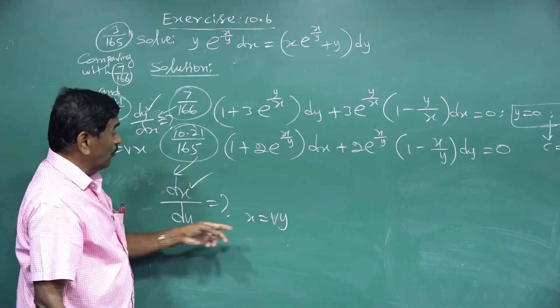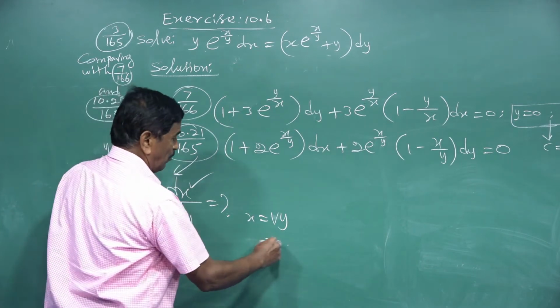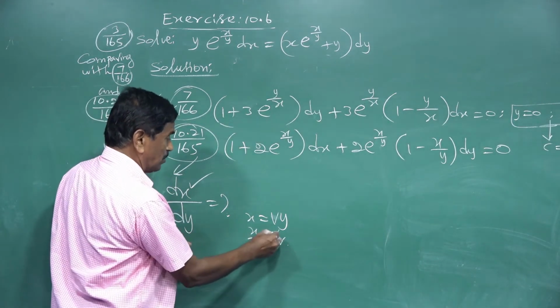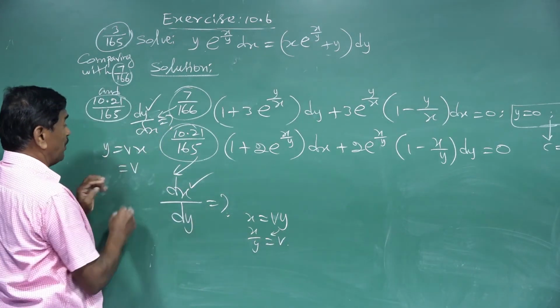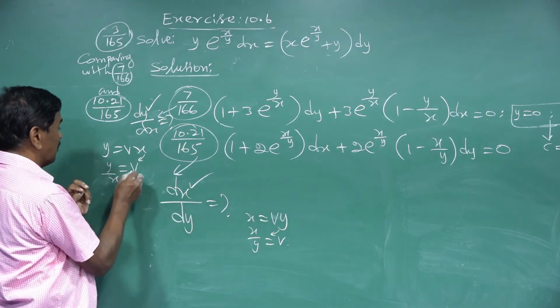Then finally, we want to eliminate v. How to eliminate v in the final answer? Very simple. For x = vy, v = x/y. y comes to the left side. And already you know that for y = vx, I want to make v equal to something, so x comes to the left side. That is v = y/x.